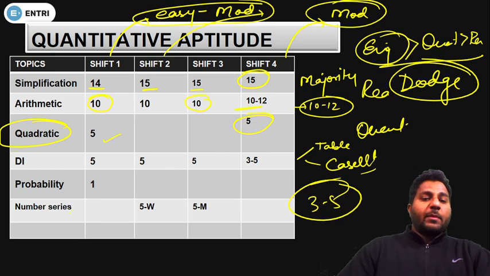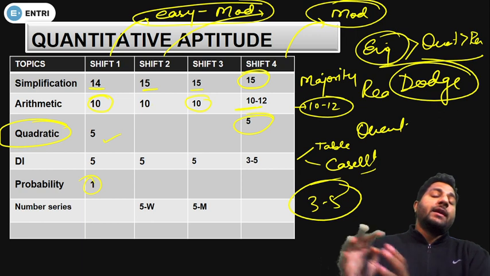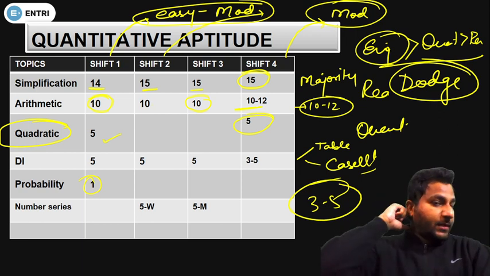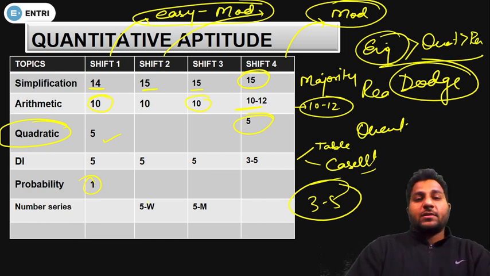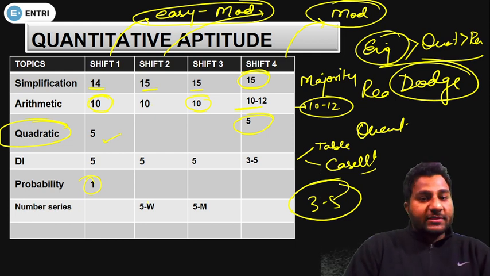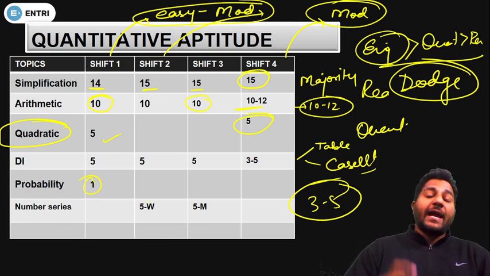Probability: just one question was asked in the first session, and it was an easy one. Number series was asked on two occasions, in the second and third shifts. So that's the complete analysis. I hope you have understood the concept and the trend. This is the new trend for the clerical examination, where lots of questions have been asked on simplification.